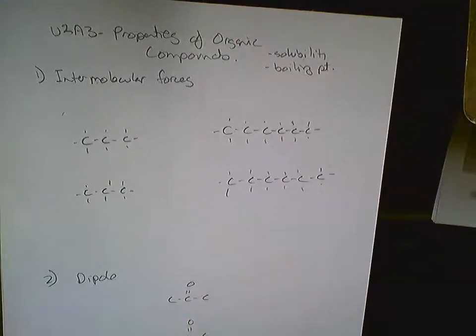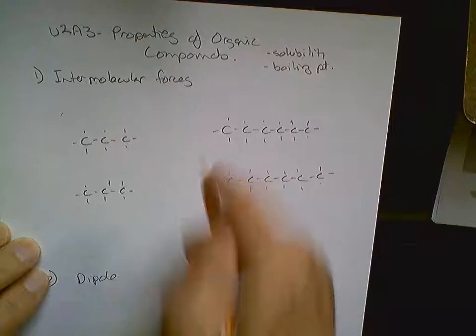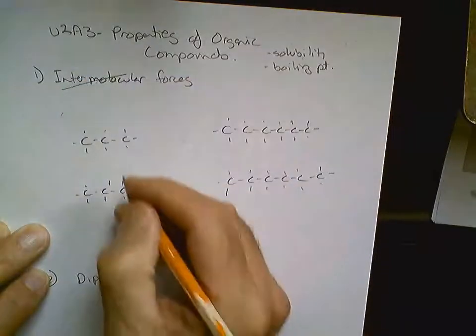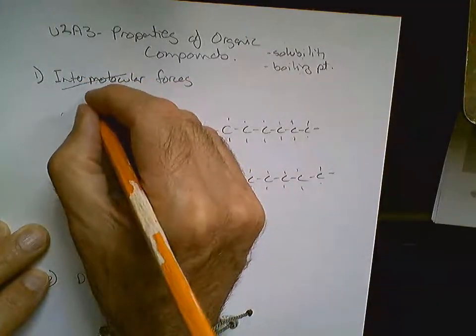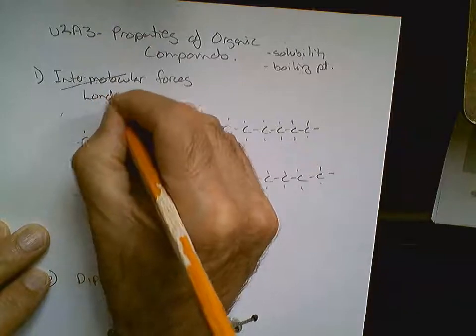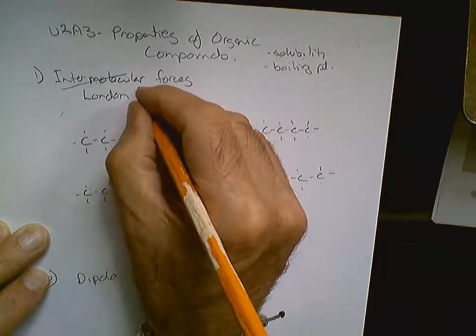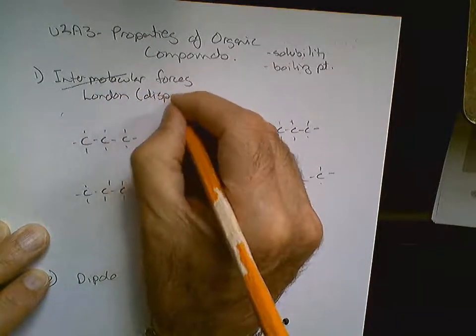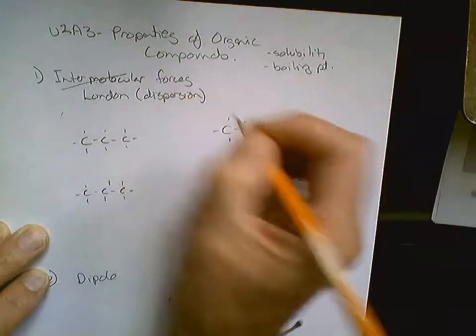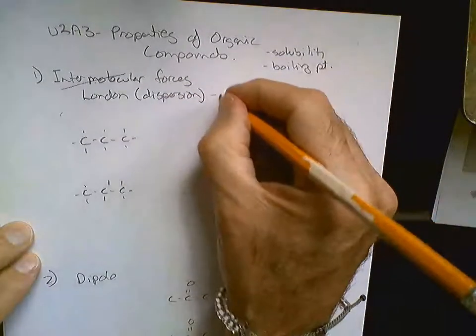When we look at organic molecules, we have to ask ourselves what kind of forces are holding them together. And there's three types of forces holding them together. The first type of intermolecular force is called a London force. That's where this force was discovered. More commonly, it's called a dispersion force. So this is the weakest type of force.